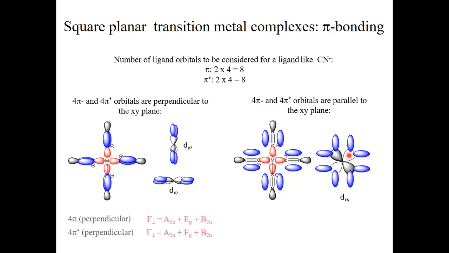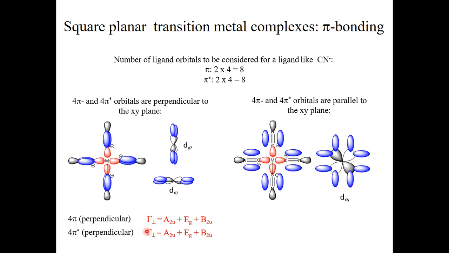Okay, so we have the 4 pi which are perpendicular. Okay. And these ligand group orbitals, if you apply again the orbital swapping method and the reduction formula, have the symmetry types A2U, EG, and B2U. And the 4 pi star orbitals that are perpendicular have the same symmetry, A2U, EG, and B2U.